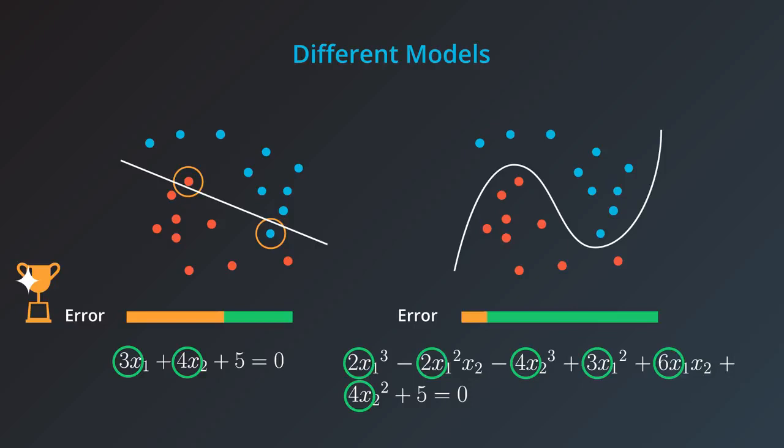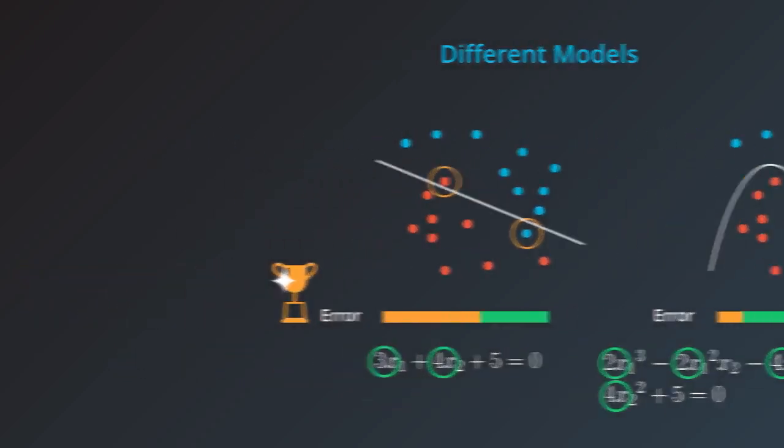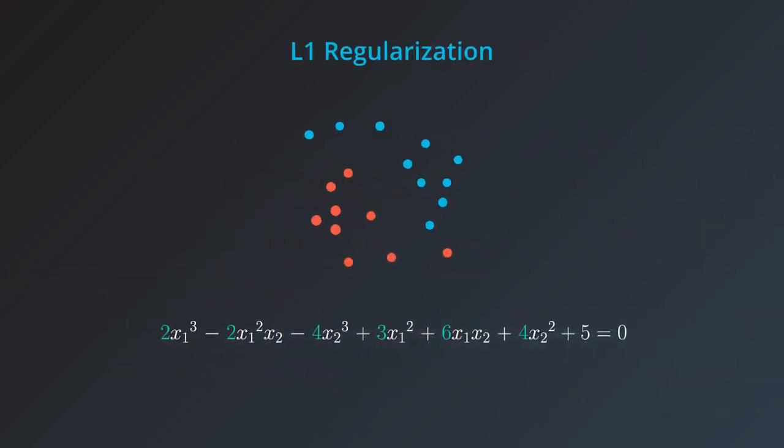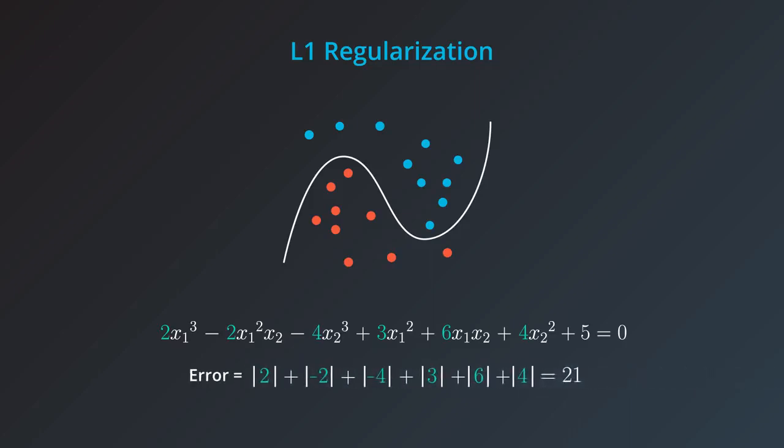So now let me be more detailed on how to take the complexity of a model and turn it into part of the error. In summary, we'll take these highlighted coefficients and somehow add them to the error. This method is called L1 regularization and is very simple. Here's how it works. What L1 regularization does is it takes the coefficients and just adds the absolute values of them to the error.